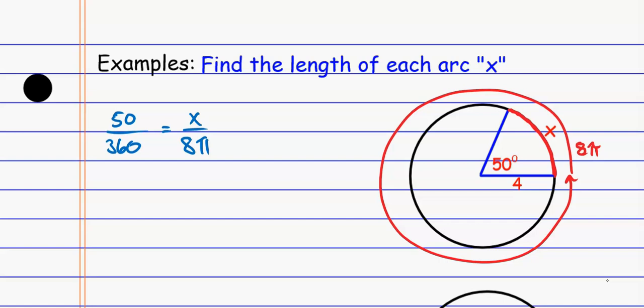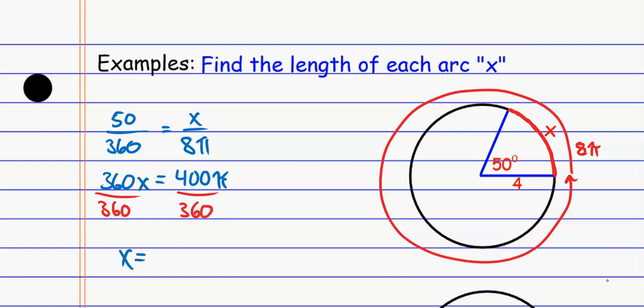So again, it's just part over the whole equals part over the whole, okay? The partial measurement in terms of degrees over the whole measurement in terms of degrees, the partial measurement in terms of the length over the whole measurement in terms of the length. And now I can cross multiply and solve this thing. So here I cross multiply, that's 360x equals 400 pi. And once again, I leave it in terms of pi until I'm at the end of this thing, okay? And I'm going to divide each side by the 360.